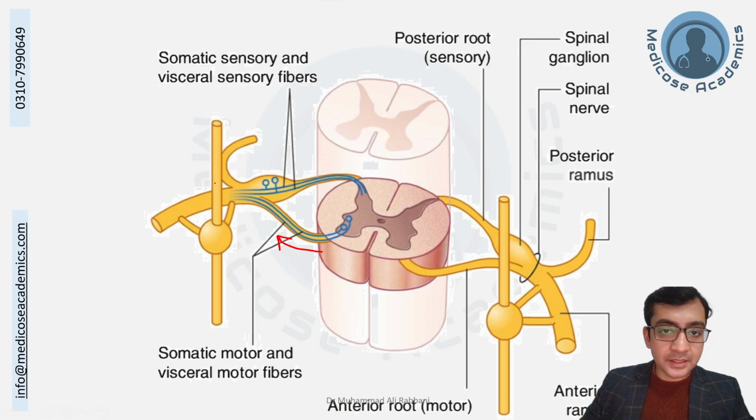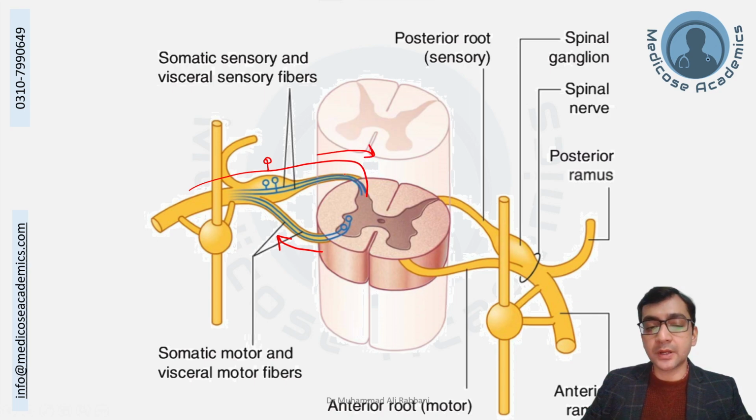Similarly, the sensory signal is coming back from the body. They are pseudo-unipolar in nature. Their cell bodies are located outside the central nervous system, and they enter the spinal cord here, and their direction of impulse is towards the spinal cord. So this is the sensory root.